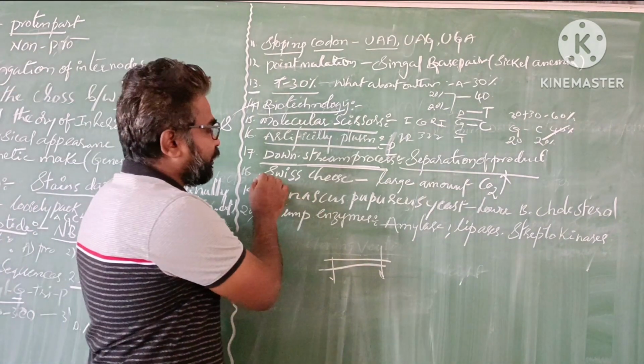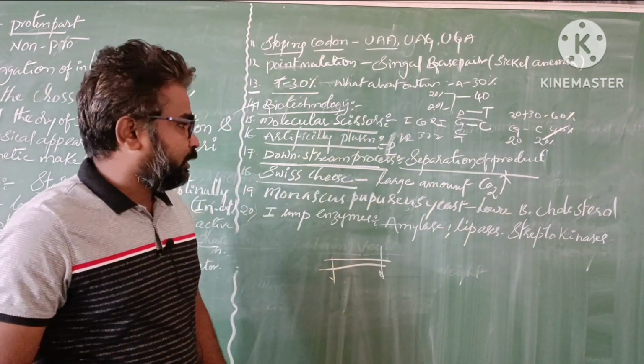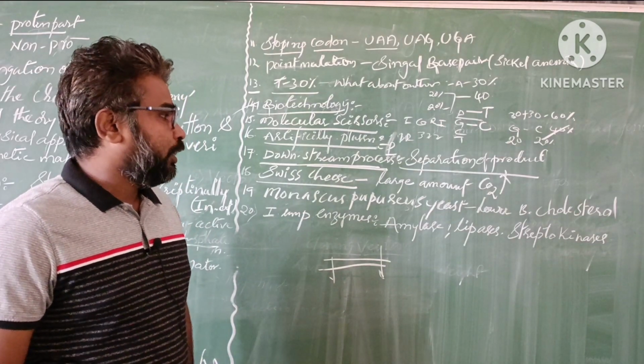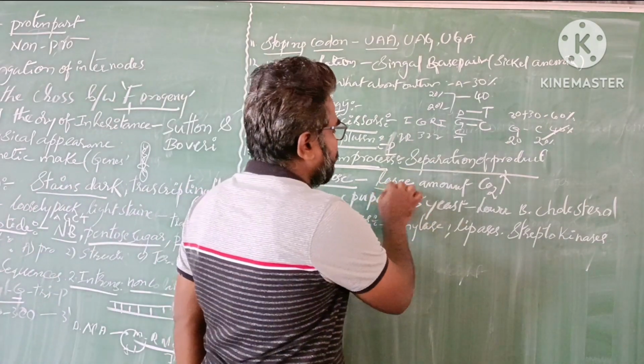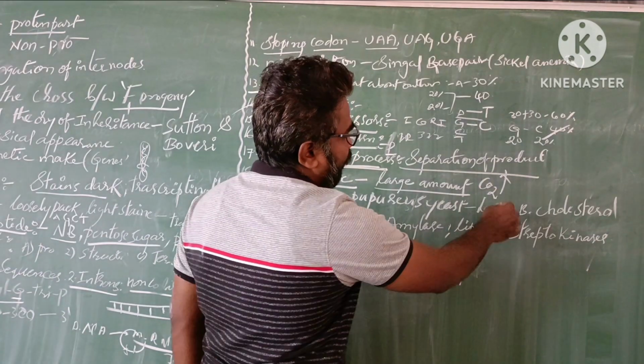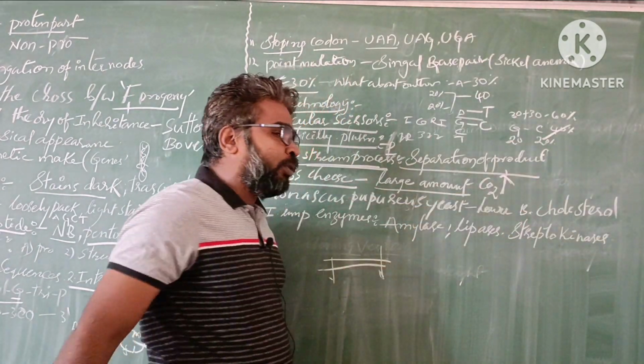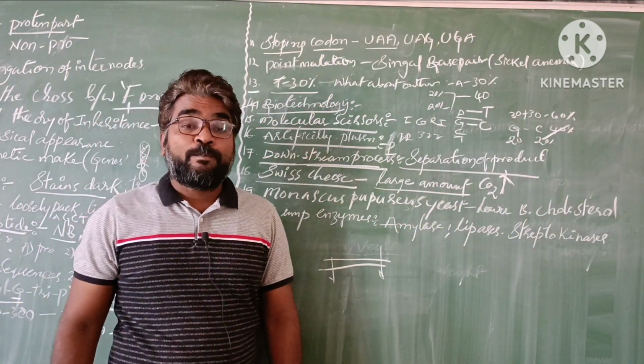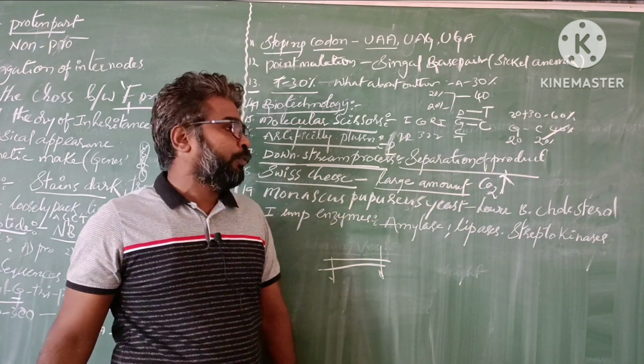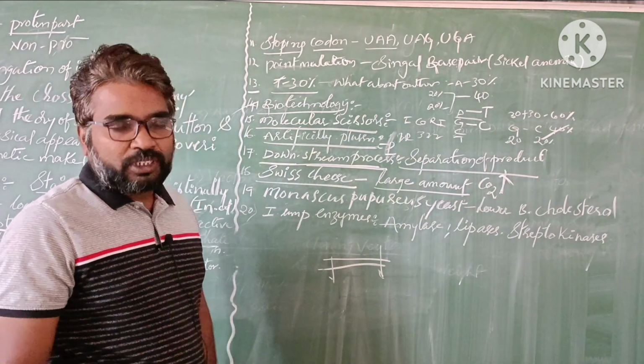Next one, Swiss cheese. A larger amount of carbon dioxide comes out, and it forms a perforated structure. That we call Swiss cheese.